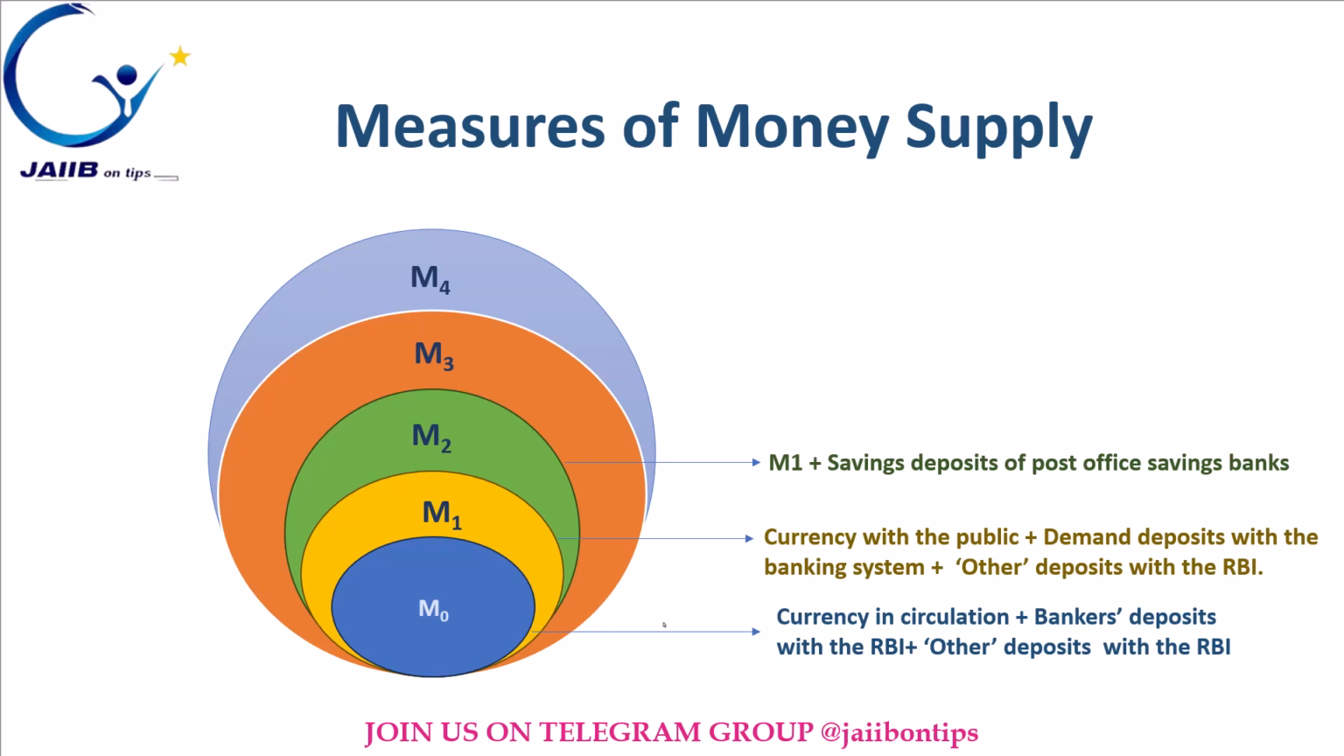M2 includes everything in M1, but it also counts the money you have saved in post office saving accounts. So M2 is your quick access money plus the money you are saving for the future. Right. Now what is M3?